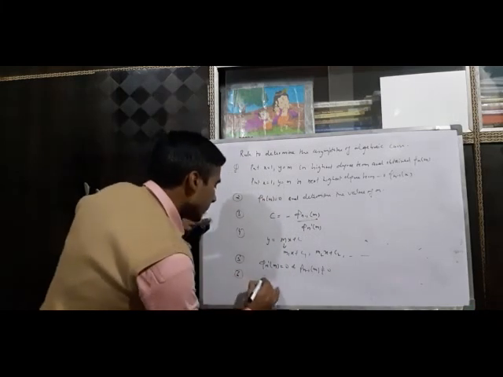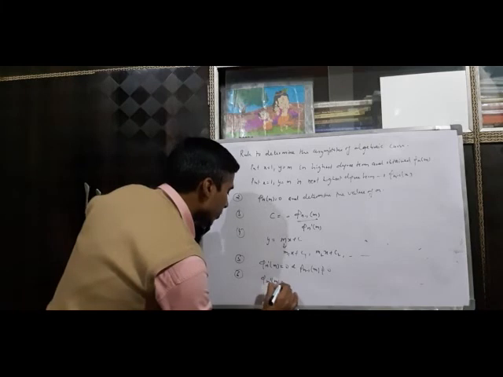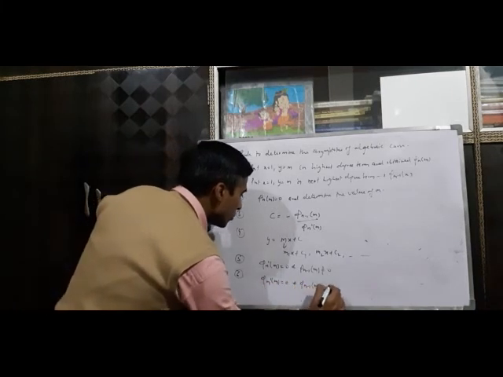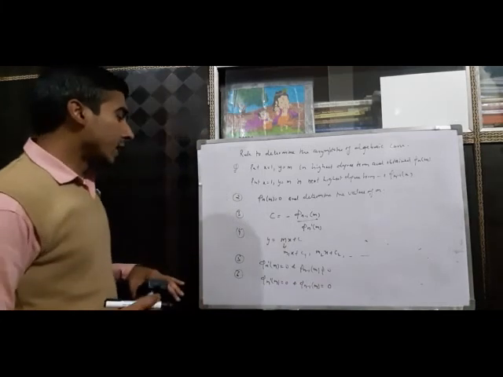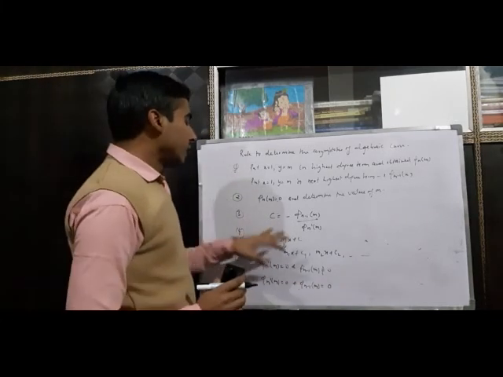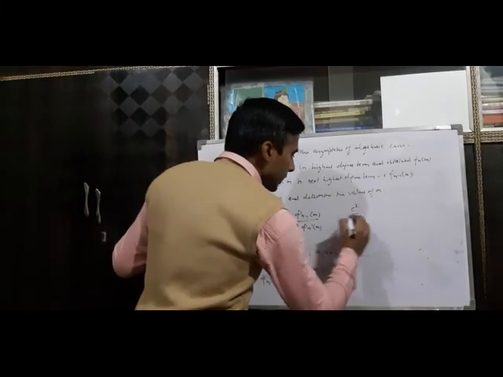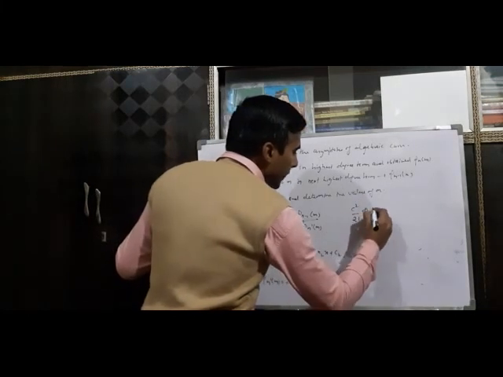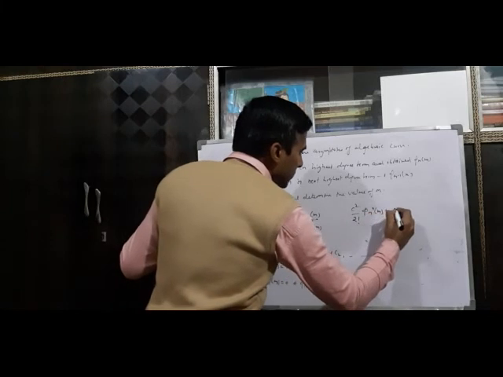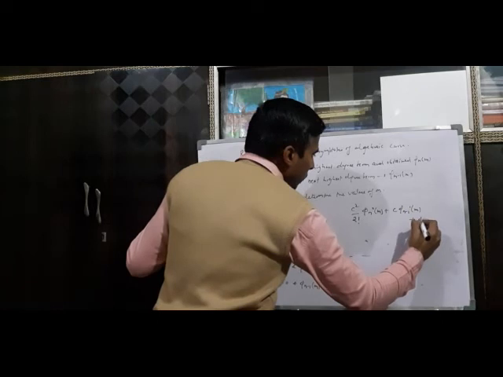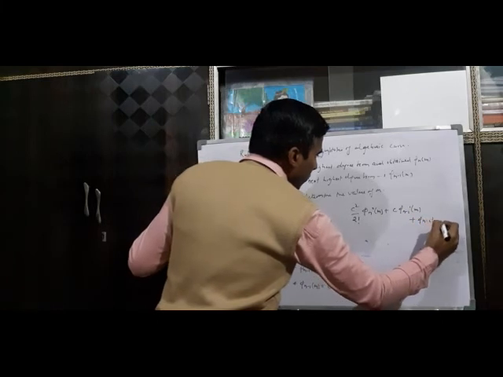Now if phi n prime of m is 0 and phi n minus 1 of m is also 0, then to determine the value of c, we use the equation c squared by 2 factorial phi n double prime of m plus c phi n minus 1 prime of m plus phi n minus 2 of m equal to 0.